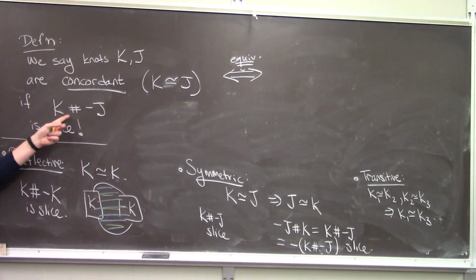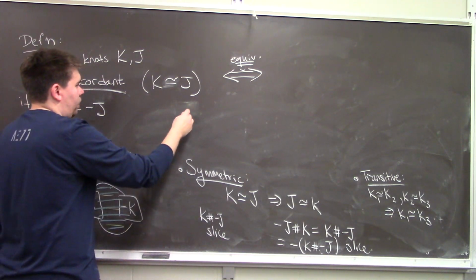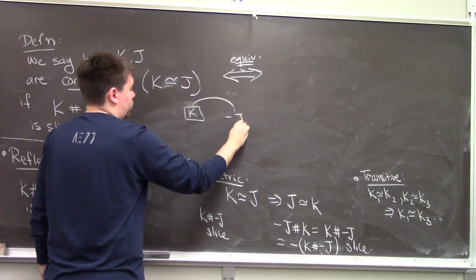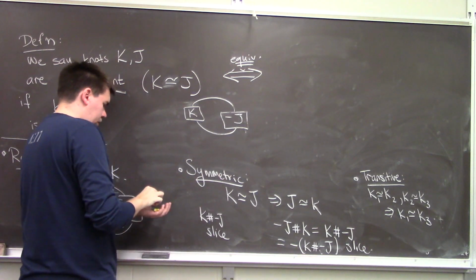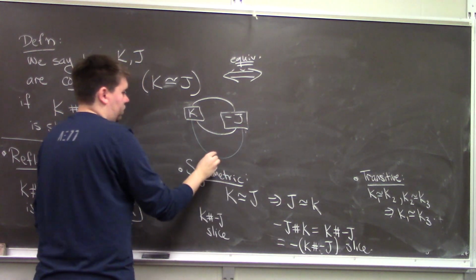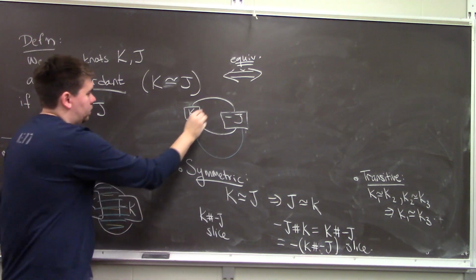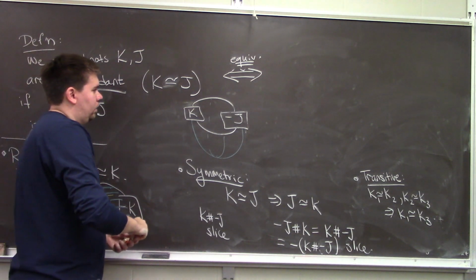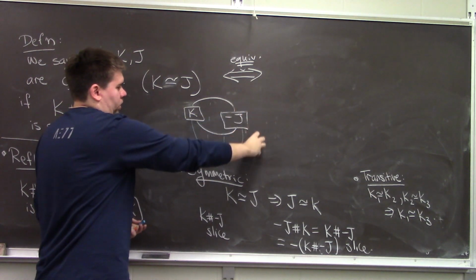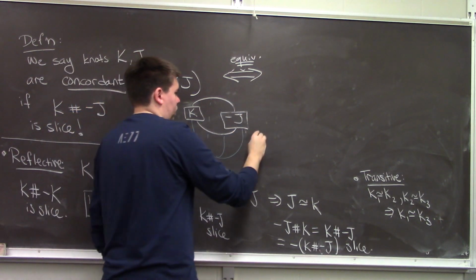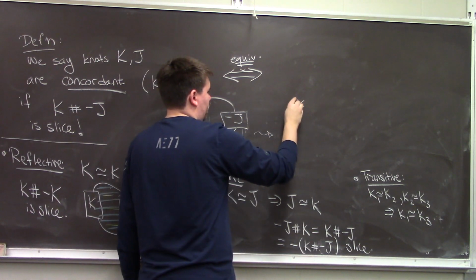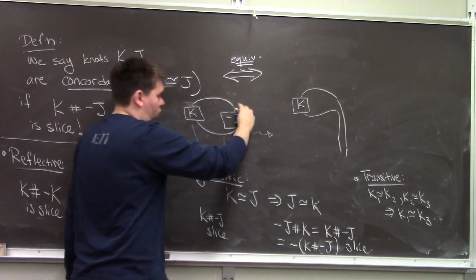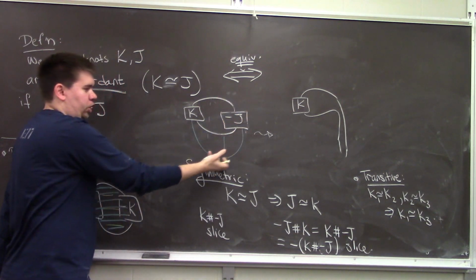So what does it mean that K connect sum minus J is slice? That means you have some picture where you have your K, you have your minus J, and together they bound some disk in your 4-ball, right? That's some disk. And so what I'm going to imagine doing is I'm going to grab J and pull it down along your disk. This is going to look kind of weird. I'm going to have K up here, but then going along the side of my disk, I'm going to pull J to the bottom and flip J over.